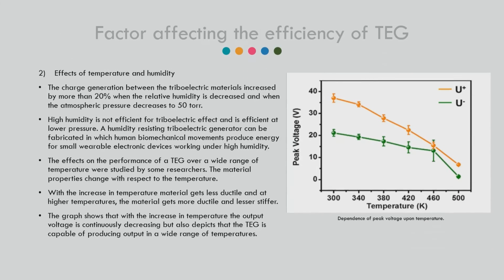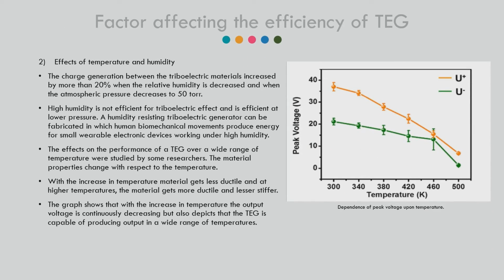Next, effect of temperature and humidity. The charge generation between the triboelectric materials increased by more than 20% when relative humidity was decreased and when the atmospheric pressure decreased to 50 torr. High humidity is not efficient for the triboelectric effect, which is more efficient at lower pressure. A humidity-resisting triboelectric generator can be fabricated in which human biomechanical movement produces energy for small wearable electronic devices working under high humidity.